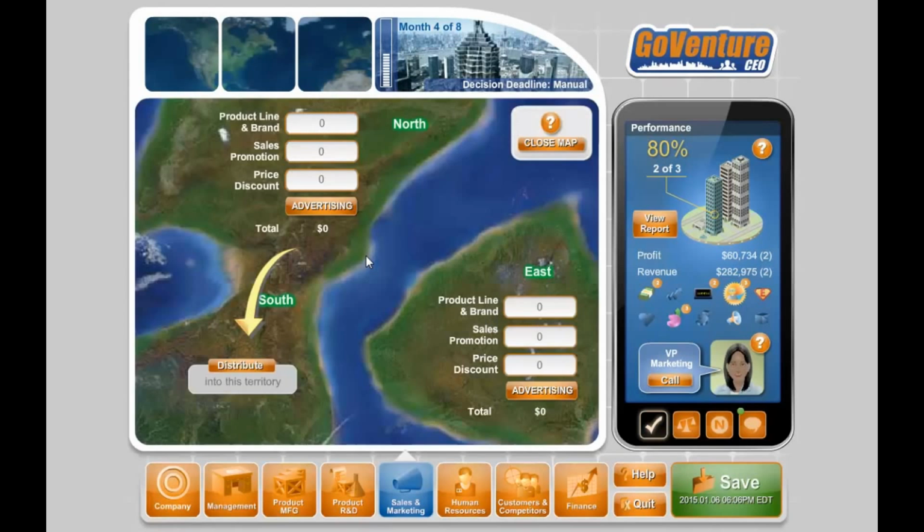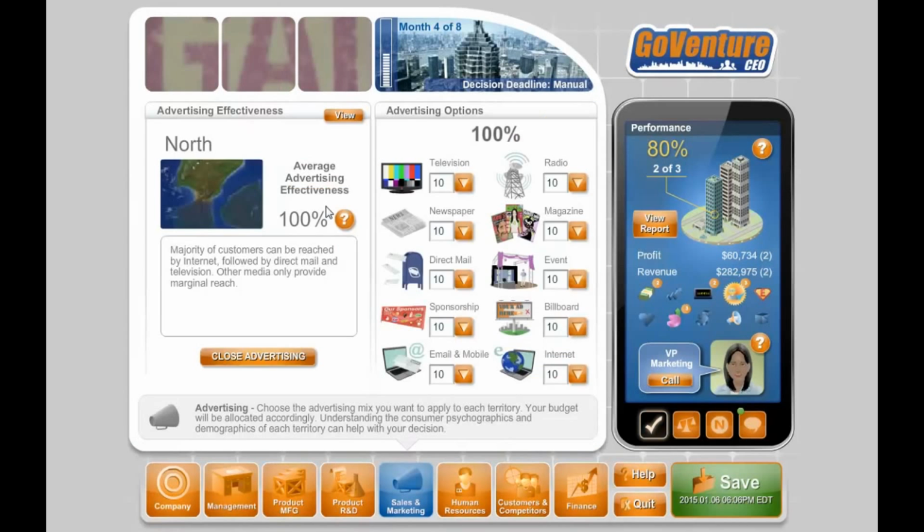Click View Map to make your sales and marketing investments in the territories you are currently operating in, or even to move into a new territory. Click Advertising to fine-tune your marketing campaigns by choosing the media that are most used in that particular territory.